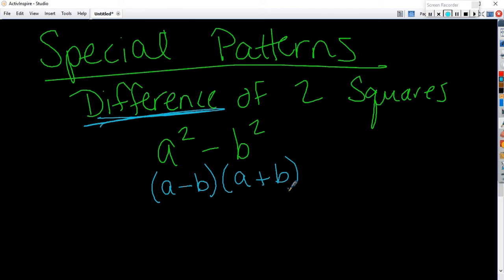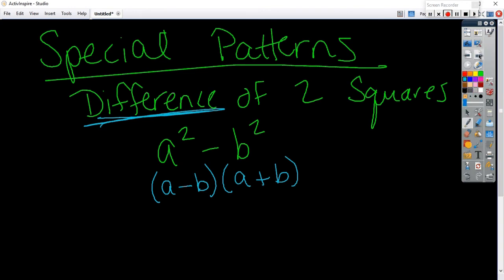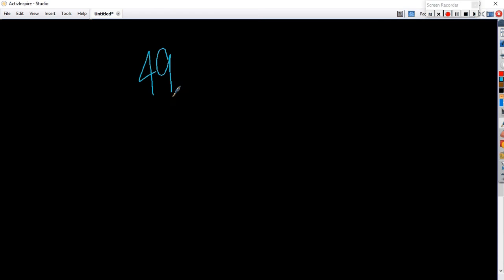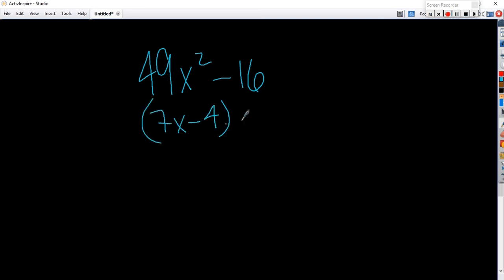Okay, so the one we did that y'all said was a beast earlier, what was it, 49 and 16. Do you recognize that both of those are perfect squares? Yes, because what times itself twice gives you 49x squared? 7x. And what times itself twice gives you 4? And there is a minus sign, so this would factor as 7x minus 4, 7x plus 4. So it wouldn't have to multiply those two values together and find what multiplies to that but adds to 0.